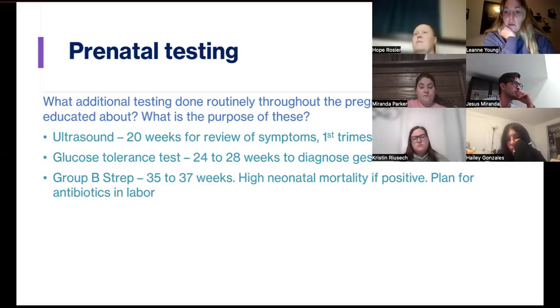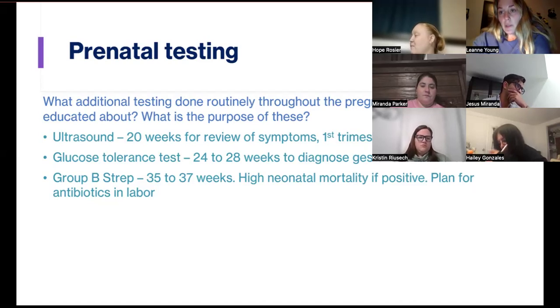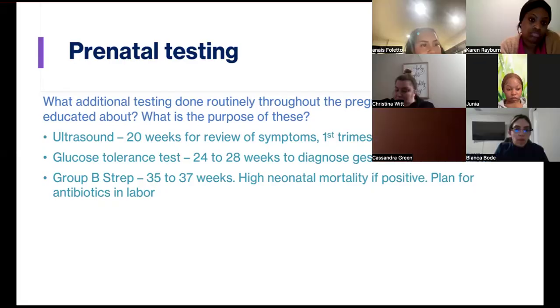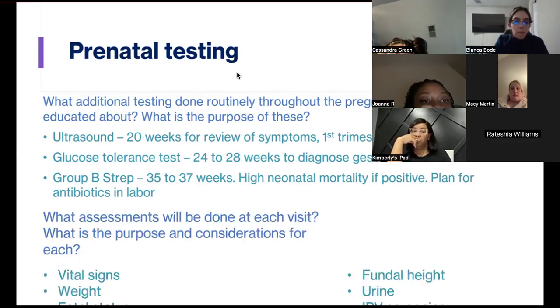Do you guys know what the antibiotic is that we use for Group B during labor? Is it amoxicillin? It's penicillin. Penicillin is what we use. Our loading dose is 500 units, and then subsequently we give them 300 units every 4 hours in labor. What assessments are done at each visit and what is the purpose? This is just your vital signs, weight, fundal height, and urine, and we have talked about all of those already.